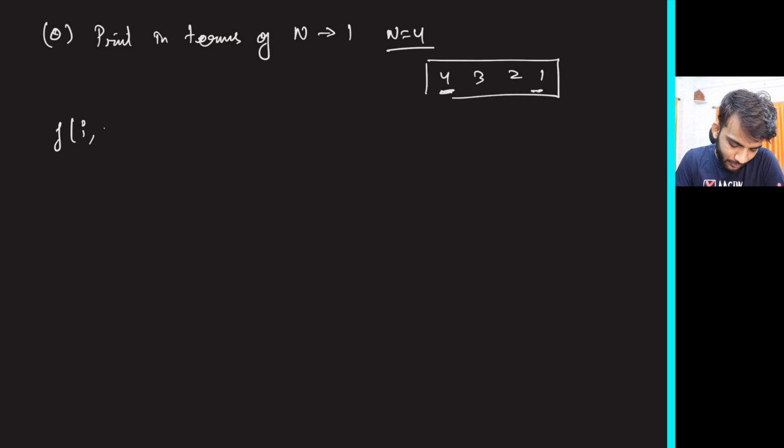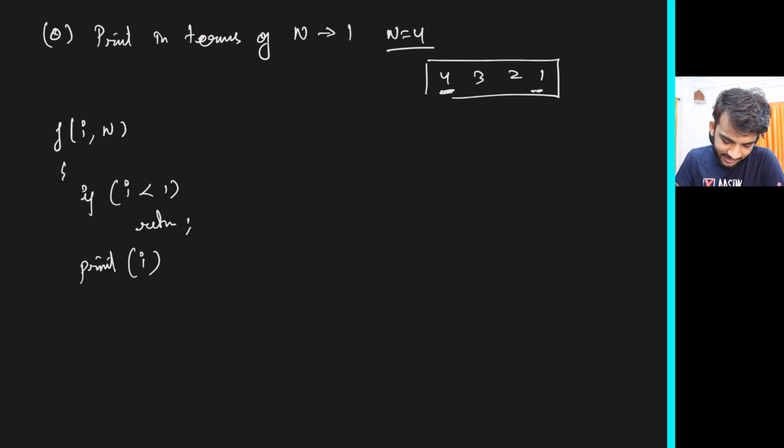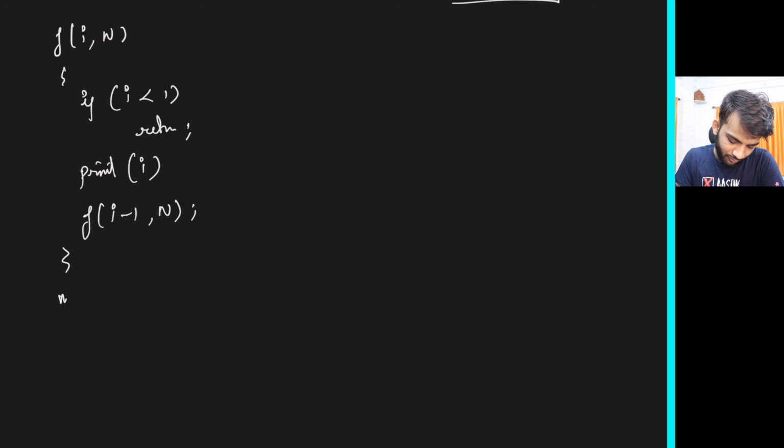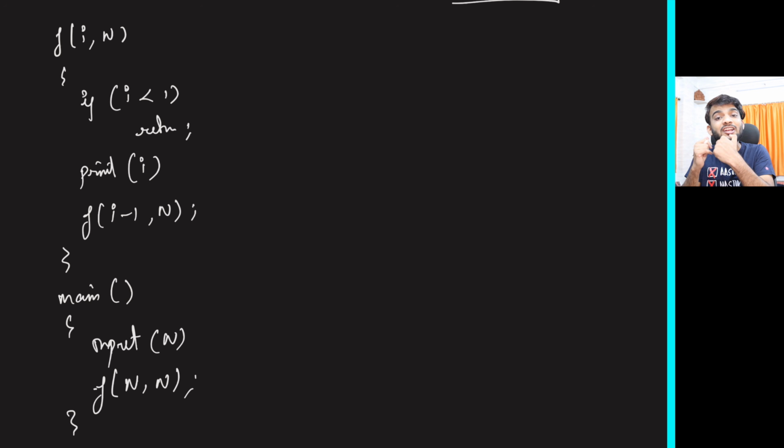It's going to be same I comma n, but this time if I becomes lesser than 1, then I don't need to print, and I can print the I, and this time I can call it I minus 1 comma n. And during the start of main, I can take the input of n, and I can say f of n comma n to be called.